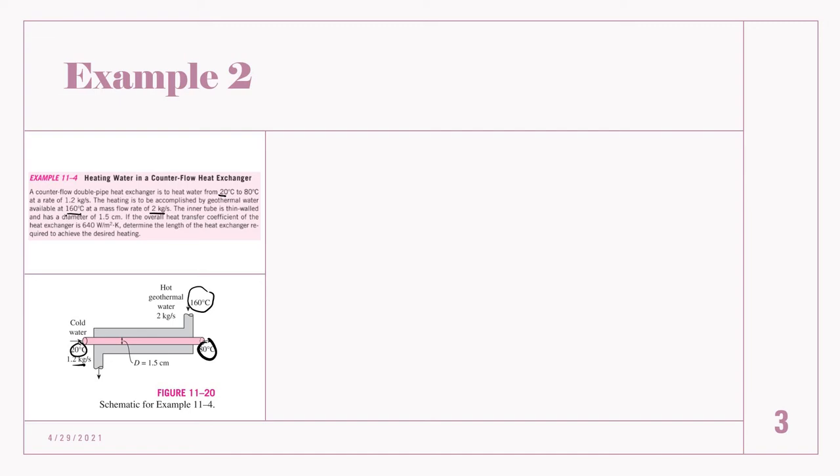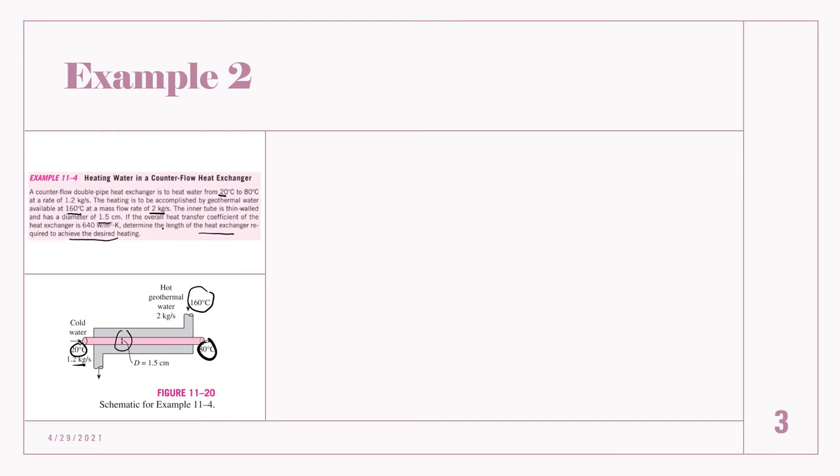The inner tube is thin wall and has a diameter of 1.5 cm. If the overall heat transfer coefficient of the heat exchanger is 640 watt per meter squared dot K, determine the length of the heat exchanger required to achieve the desired heating.